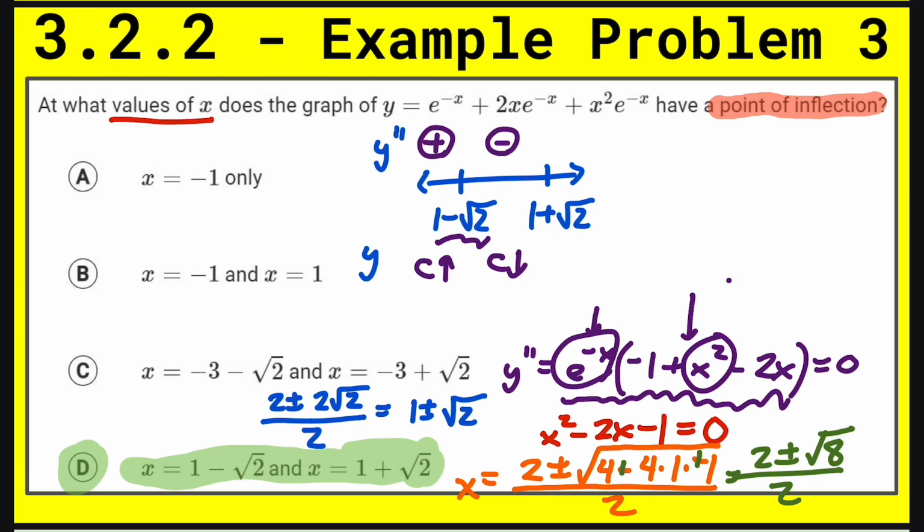This is going to be positive. That's going to be 9 minus 6 minus 1. That's still going to be positive. So that means it is still concave up right there, and it changes from concave up to concave down to concave up. So D is the answer.